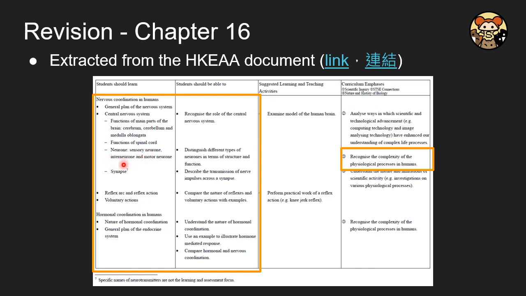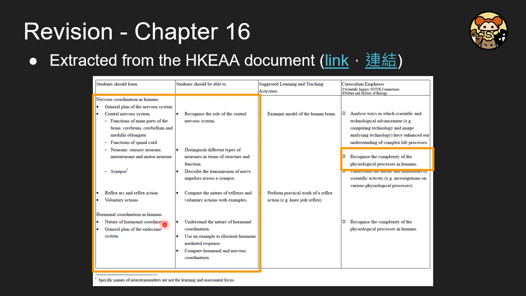There are three types: sensory neuron, interneuron, and also motor neuron. And between the neurons, we have the synapse. How the signal is transmitted across the synaptic cleft is another issue. And then we also talk about reflex action, with two examples, the knee-jerk reflex and also the withdrawal reflex. Finally, we will talk about voluntary actions. However, you are kindly reminded that people often do voluntary actions without noticing, which is very sad.